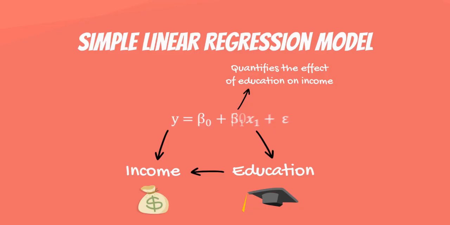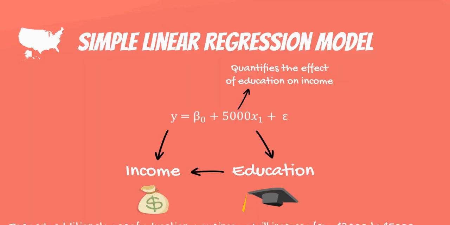If beta 1 is 50, then for each additional year of education, your income would grow by $50. In the USA, the number is much bigger, somewhere around $3,000 to $5,000. So, for each additional year you spend on education, your yearly income is expected to rise by $3,000 to $5,000. And that's not considering higher education or tailored courses like this one.